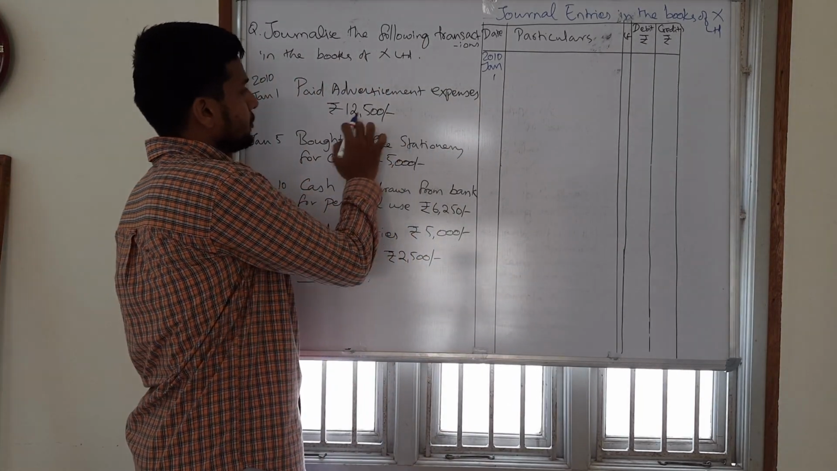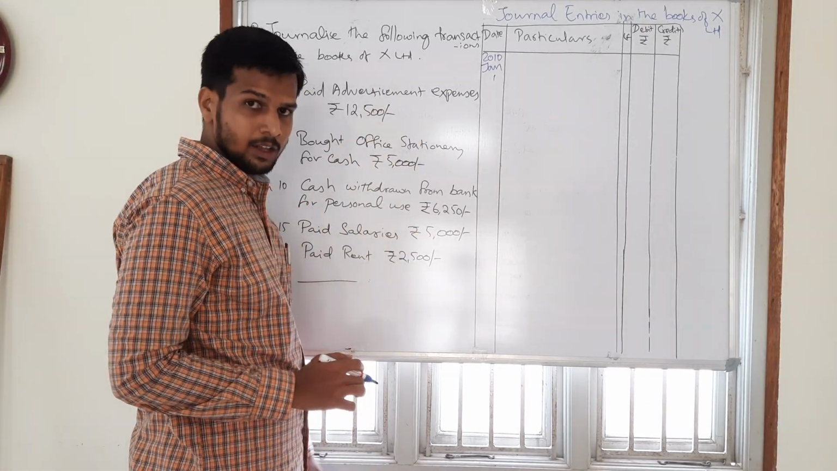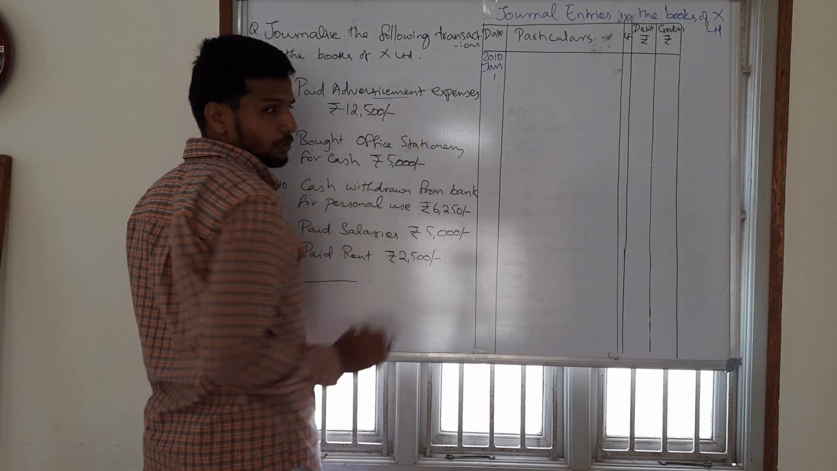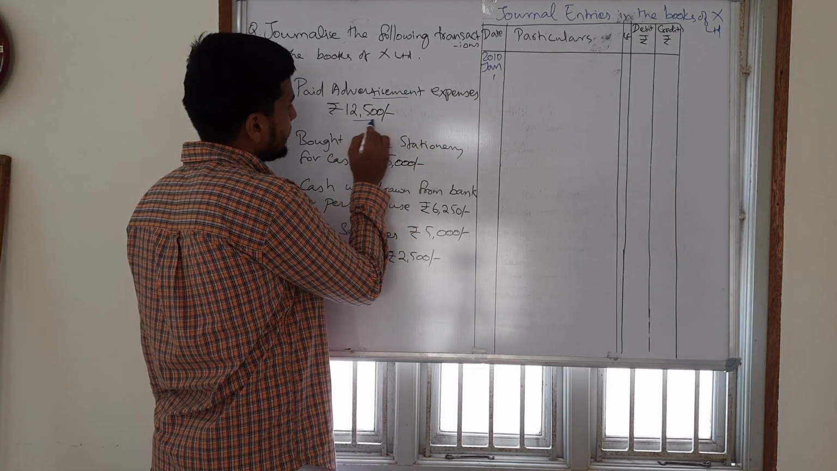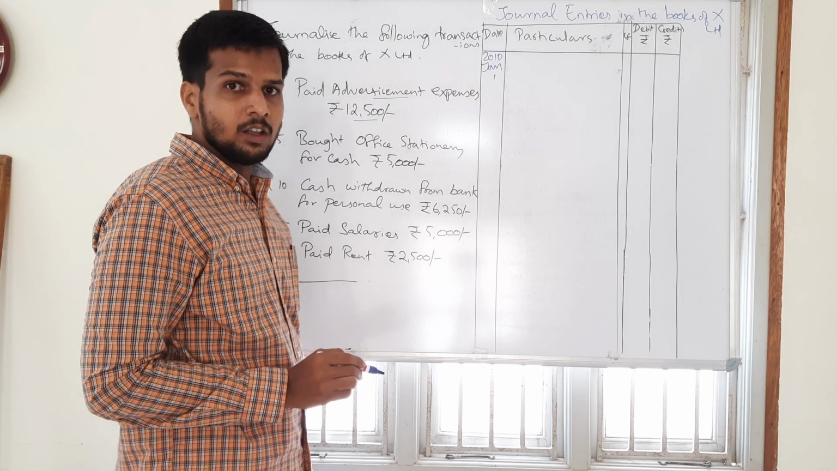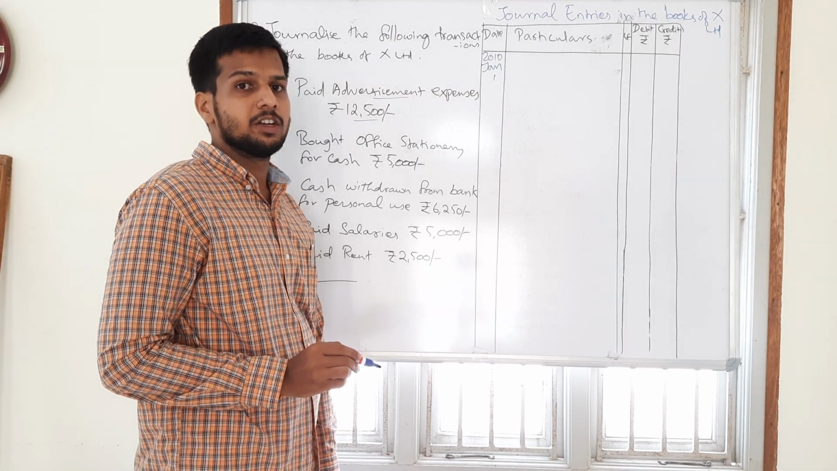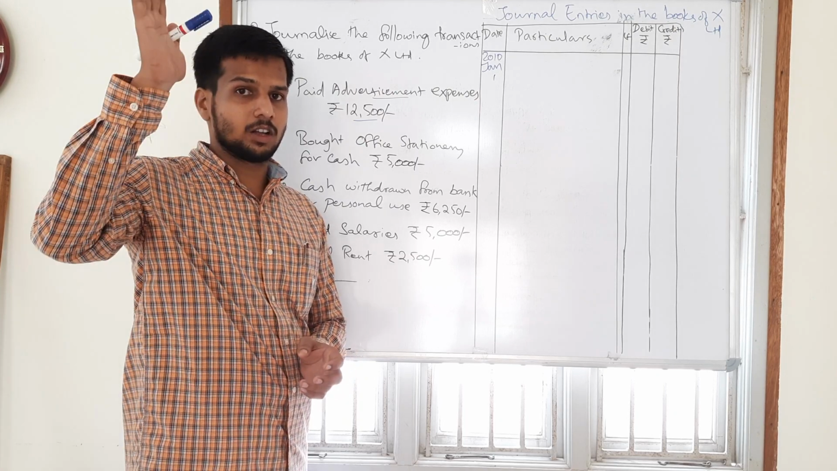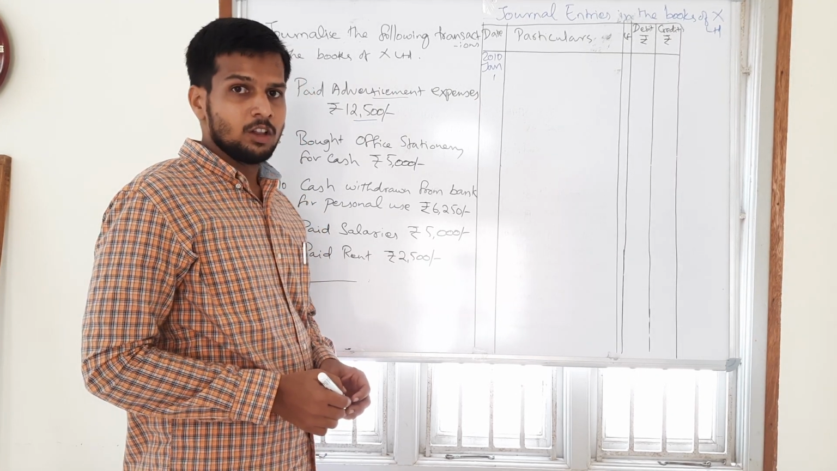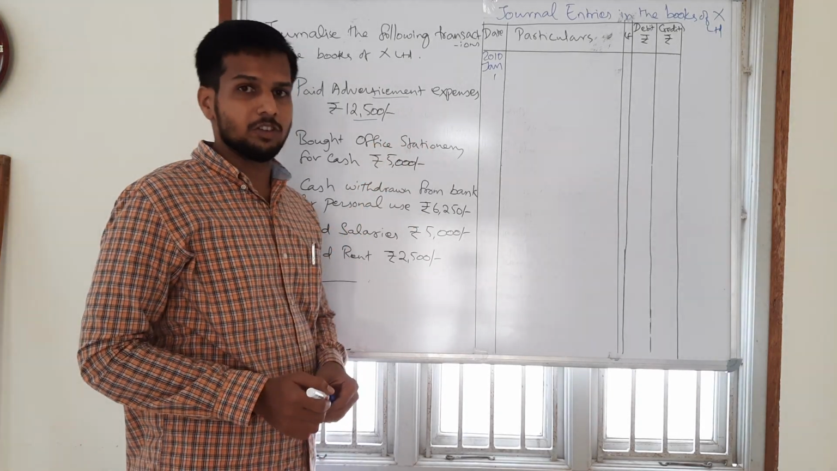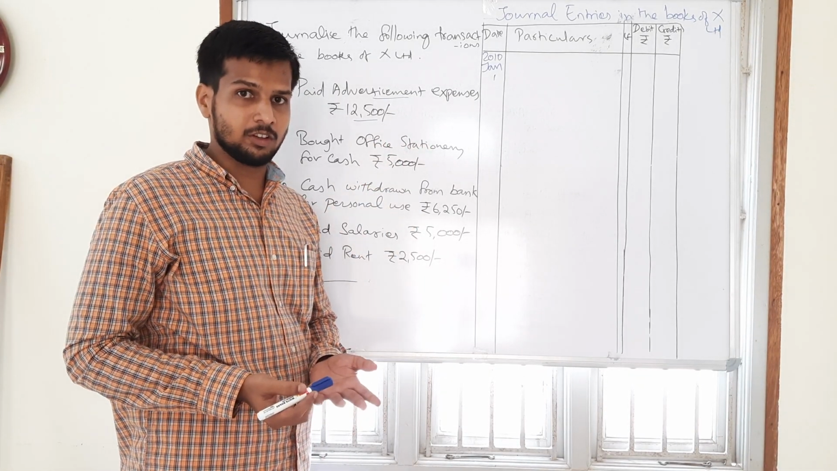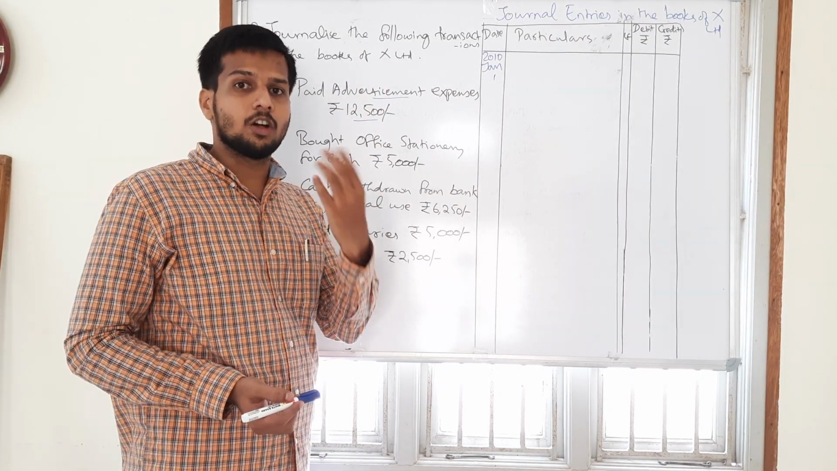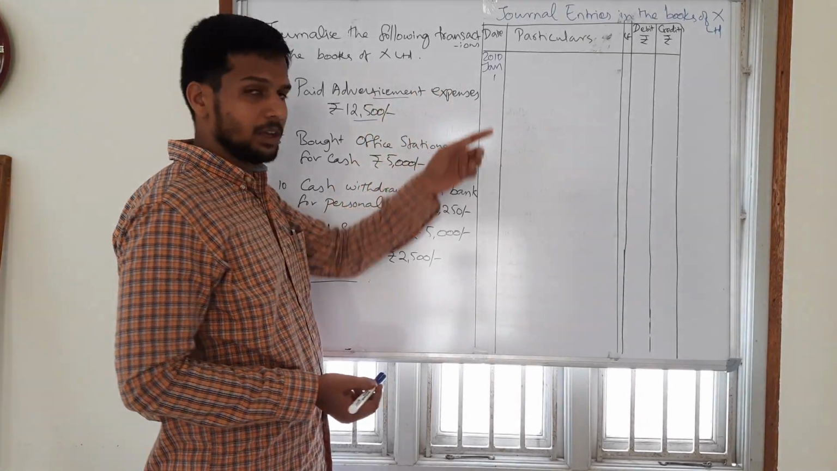Paid advertisement expenses rupees 12,500. Here the two accounts that are affected are advertisement expenses, which is one account, and cash, which is the other account. Advertisement expenses refers to the name of an account, and names of accounts come under the nominal account. The nominal account rule says debit all expenses and losses. So this advertisement expenses is an expense of the business, therefore it should be debited.